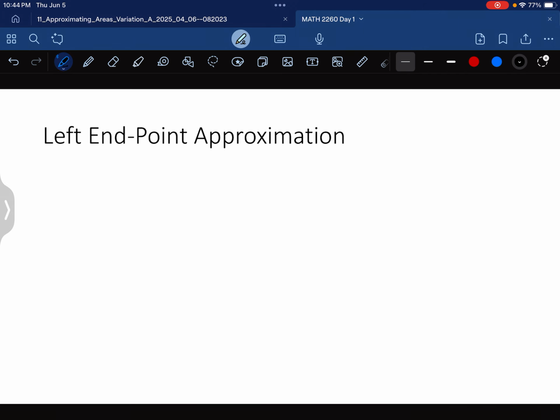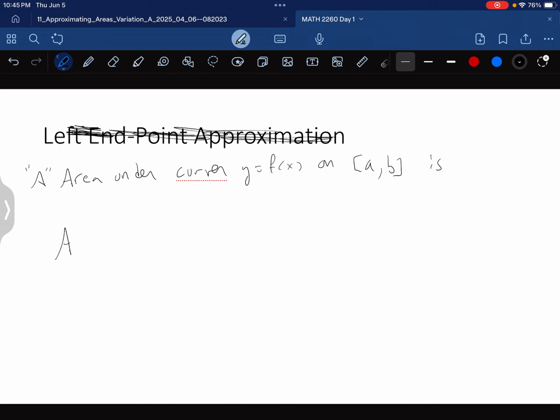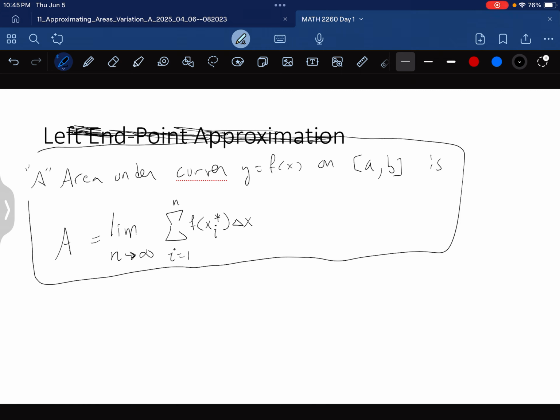And so here's the big result. Assuming f of x is continuous and non-negative over [a, b], and we have a Riemann sum for the function, then the area under the curve y equals f of x on [a, b] is, so area A, A equals the limit as n goes to infinity of this Riemann sum. Okay, so this is big.